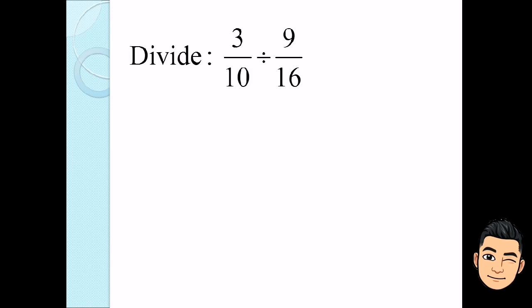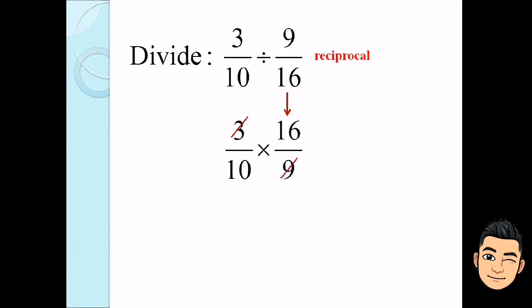Halimbawa, 3/10 divided by 9/16. So ano ang ating gagawin para makuha ang quotient ng fractions? Naalala pa ang reciprocal? Pag sinabi nating reciprocal, pagpapalitin natin yung numerators at denominators. Kailangan nating kuhanin ang reciprocal ng second fraction na 9/16, magiging 16/9 para mag-proceed tayo sa multiplication. Then after that, gagamit na tayo ng cancellation method para masimplify natin yung mga fraction.